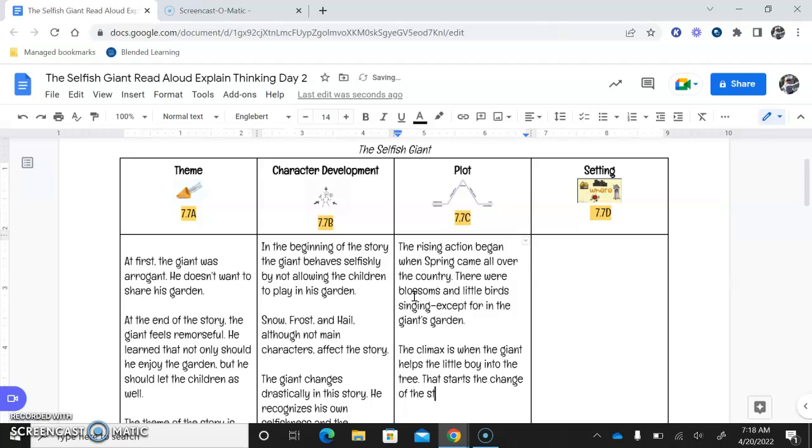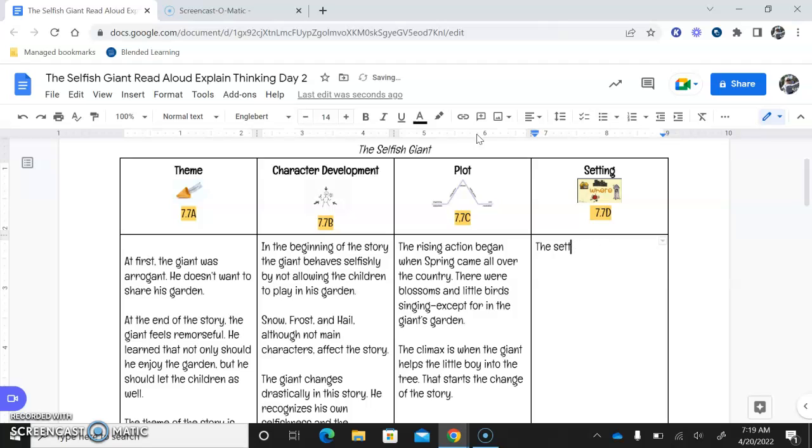Okay, now we're going to move on to the setting. Now, the setting for a story like this is not complicated. It doesn't change. As far as location, the conditions change, obviously, because of the seasons.